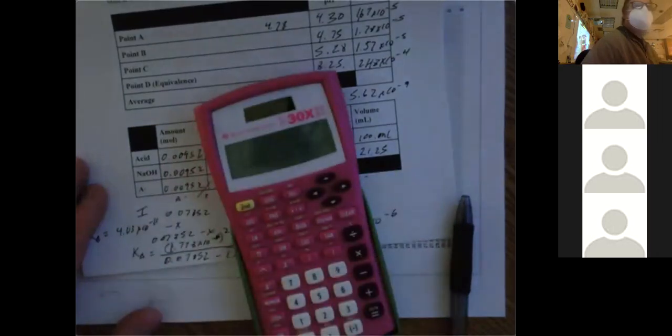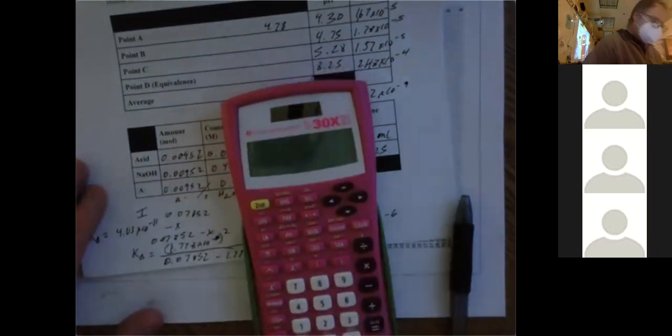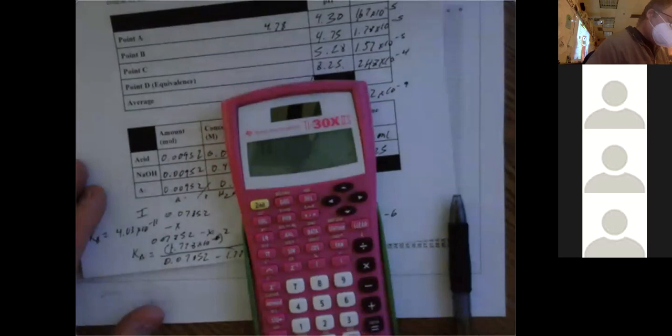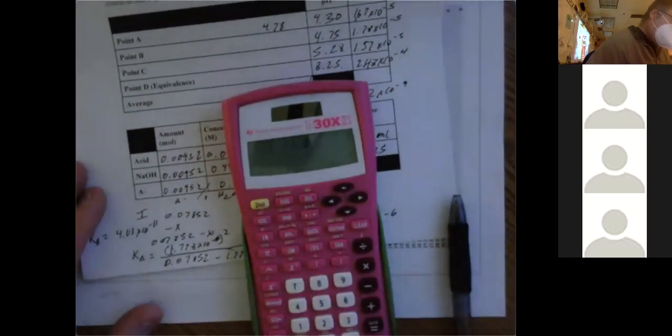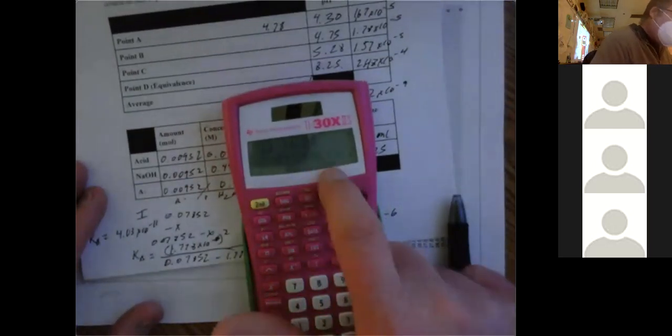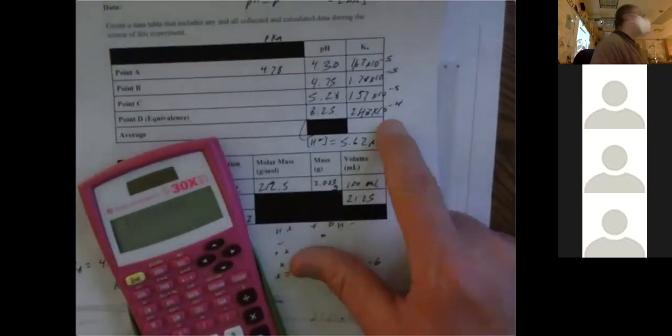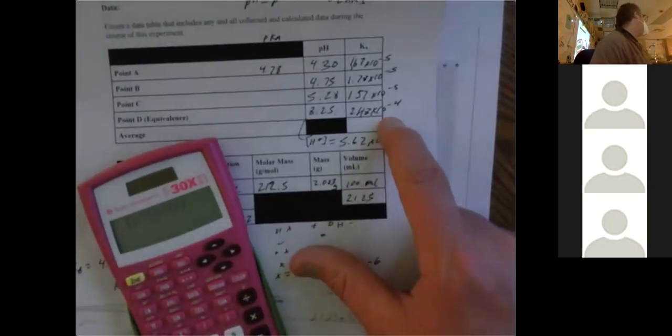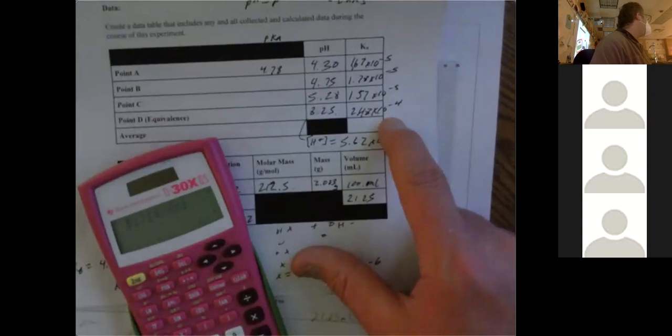Yeah, so then we get that for the KB, and then we need to take 1 times 10 to the negative 14 divided by that, and that gives us the KA. And you can see I was off by an order of magnitude as well, right?